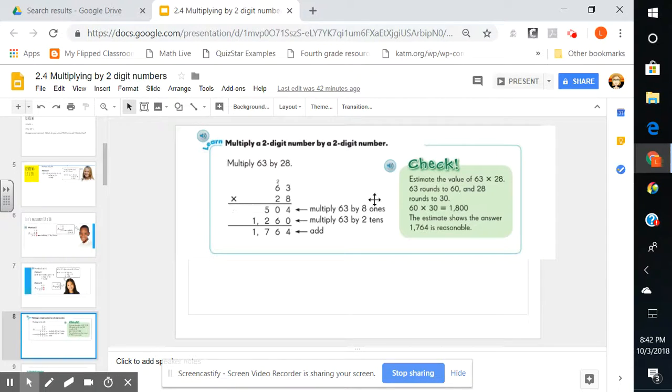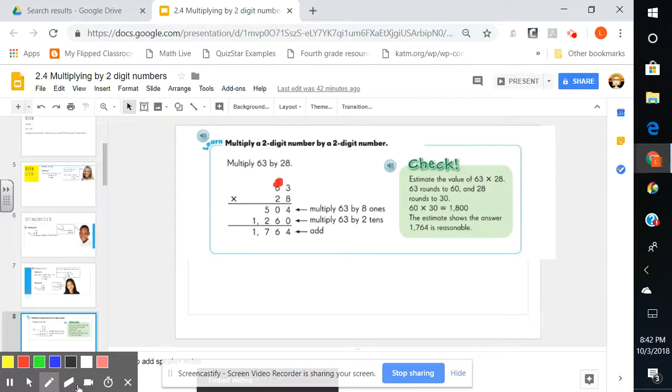So step 1. You will multiply the 63 by 8, or by 8 ones, as if the 2 didn't exist. You do 63 times 8. So as you see, 3 times 8 is 24. Carry the 2. 6 times 8 is 48 plus 2 is 50. I would then cross out the 2 because you used it already so we don't get confused.